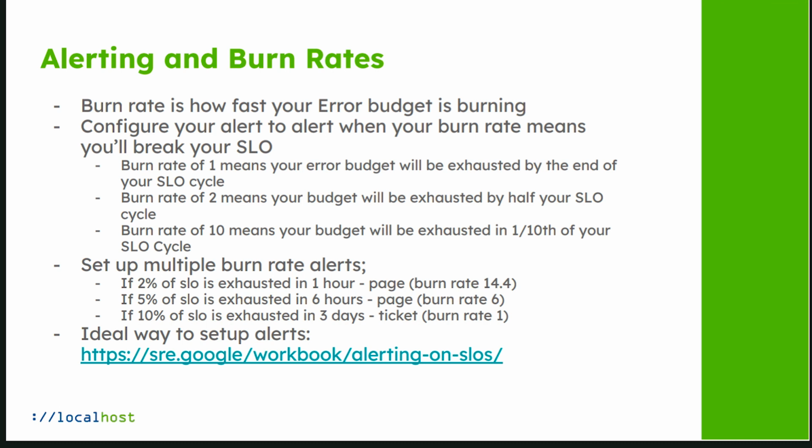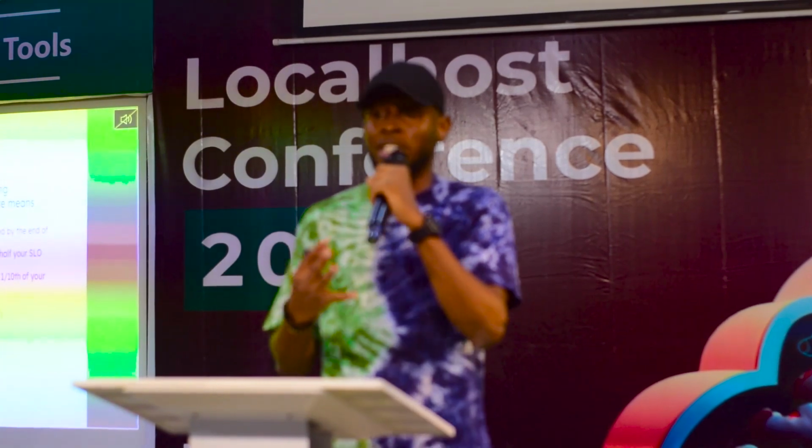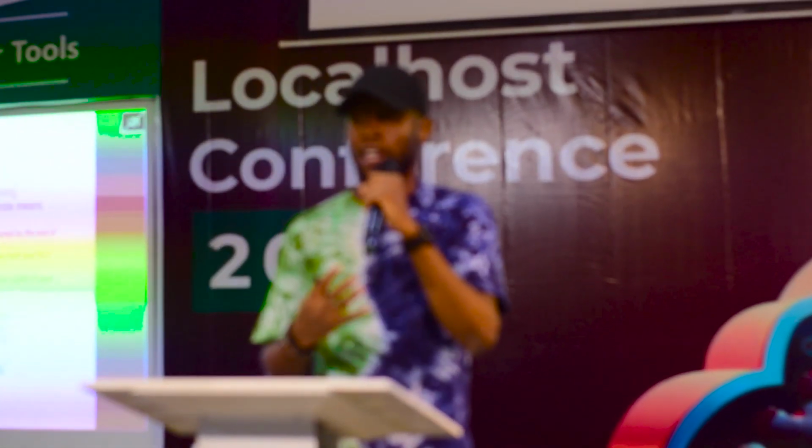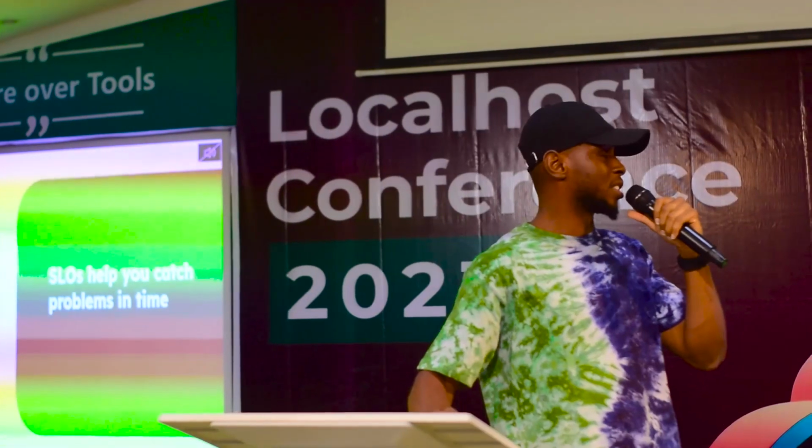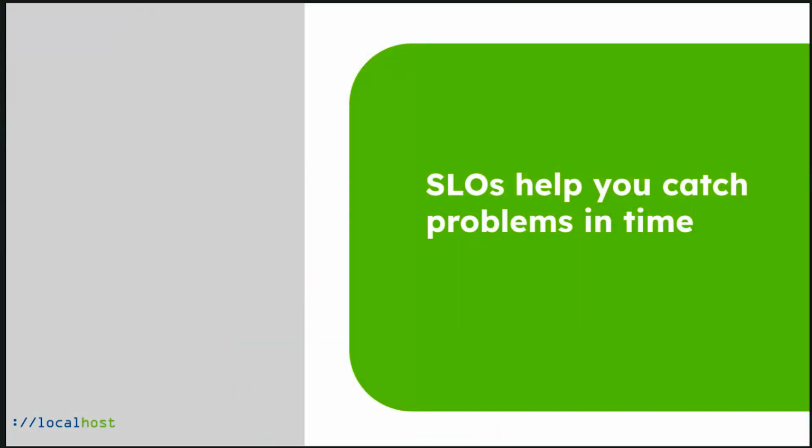And if you don't have these alerts, you will just have an SLO without action, because you have an SLO, but you don't know when it is expiring, you don't know when the budgets are expiring, and you don't have proper visibility into the SLOs that you have earlier defined. SLOs can help you catch your problems in time, all right?